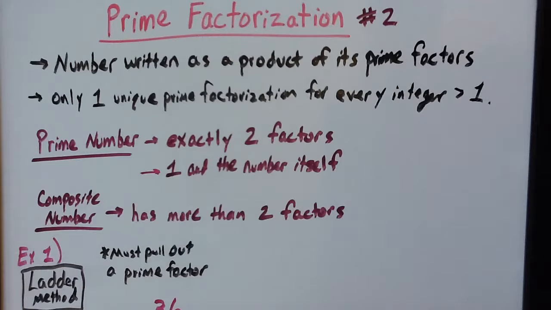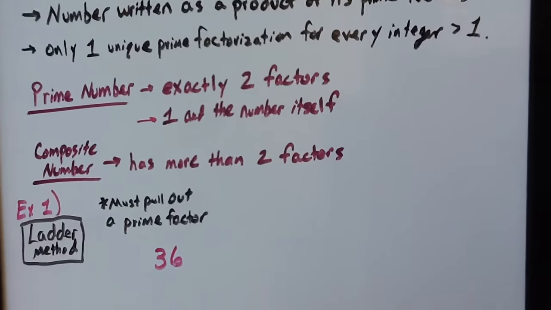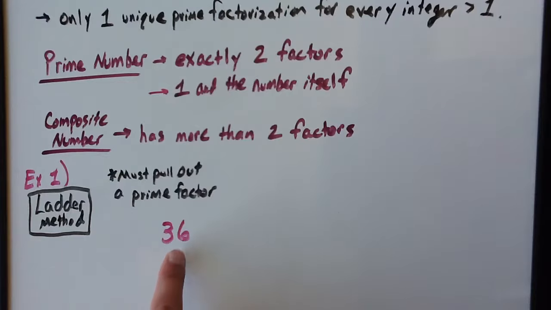Remember that a prime number has exactly two factors. Those two factors are 1 and the number itself. A composite number means that the number has more than two factors. So in example number 1, we're going to look at the number 36.